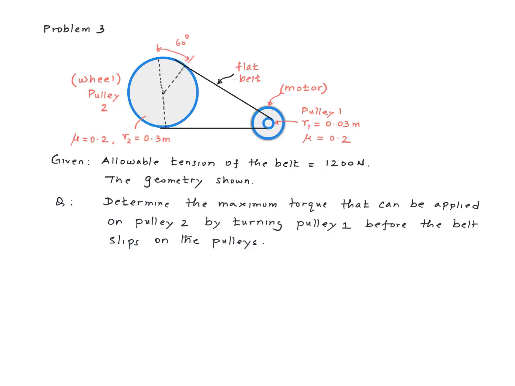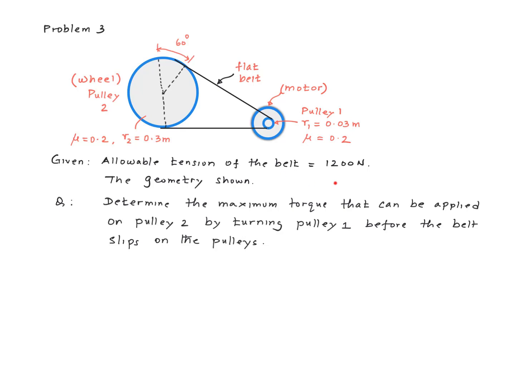This is our third problem. This is a classic problem involving a motor and a wheel which may be connected to, let's say, a conveyor belt. The flat belt here goes around pulley 1, which is attached to motor 1, and the wheel. The geometry and the values of the coefficient of friction are given.